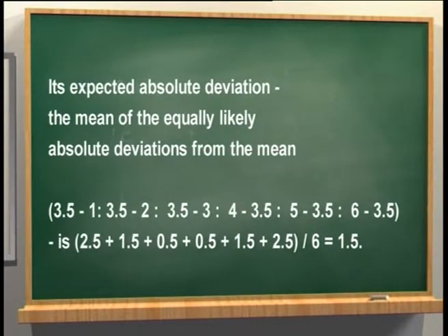Its expected absolute deviation is the mean of the equally likely absolute deviations from the mean, that is 3.5 minus 1, 3.5 minus 2, 3.5 minus 3, 4 minus 3.5, 5 minus 3.5, 6 minus 3.5, that is (2.5 plus 1.5 plus 0.5 plus 0.5 plus 1.5 plus 2.5) divided by 6, and the value is 1.5.